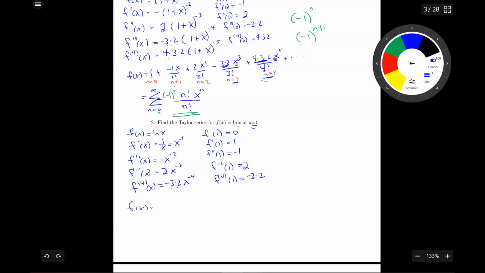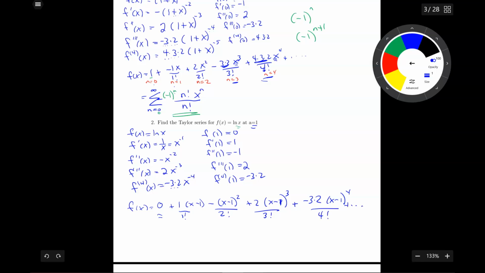All right, so the function will equal 0 is my first term, plus 1 times (x minus 1) over 1 factorial, minus (x minus 1) squared over 2 factorial, plus 2 times (x minus 1) cubed over 3 factorial, plus a negative 3 times a 2, (x minus 1) to the 4th over 4 factorial.